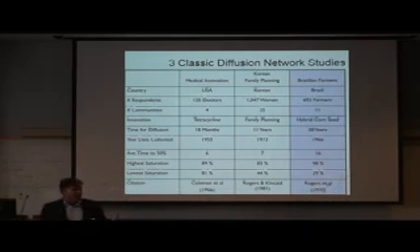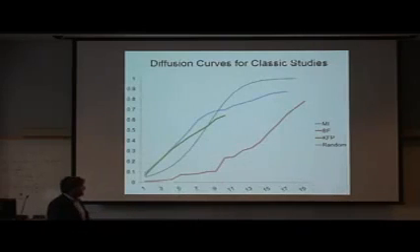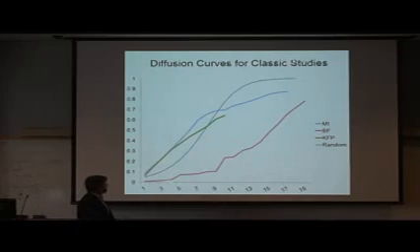And that's a real problem, I would argue. So here are the diffusion curves for these three classic studies. I put an S-shaped curve over there just for comparison because I like drawing those things. And you can see the medical innovation data and the Korean family planning data both have pretty steep diffusion curves, and the Brazilian farmers is much slower.